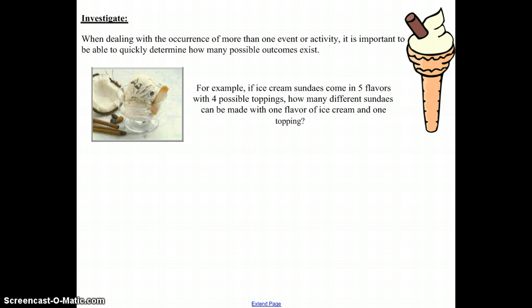So here's another one. Let's say that you are going for ice cream, and the ice cream sundaes come in 5 flavors, and there's 4 possible toppings for each one. So let's say I've got flavor number 1. How many different options for toppings are there? 4. There could be topping 1, topping 2, topping 3, and topping 4.